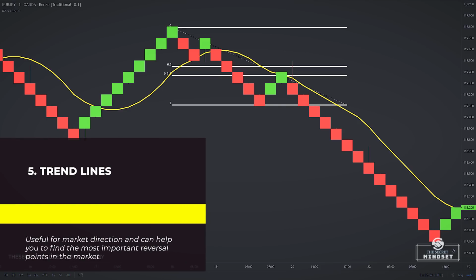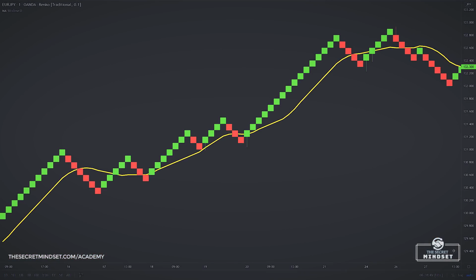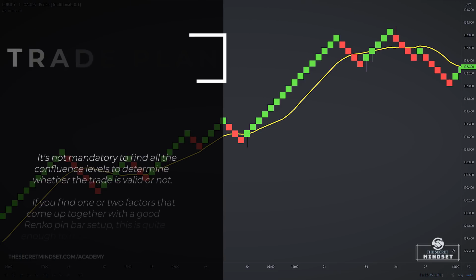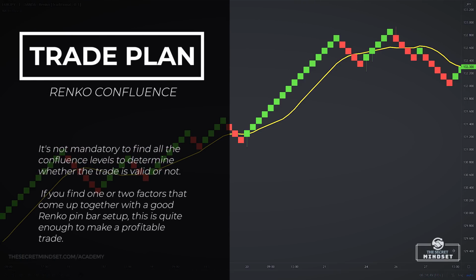Also, trend lines. Drawing trend lines on your chart can give you an idea about the market direction and can help you to find the most important reversal points in the market. When you are analyzing your chart, you are not obligated to find all these levels to determine whether the trade is valid or not. If you can find just 1 or 2 factors of Confluence that come out together with a good Renko pin bar setup, this is enough to make a profitable trade.